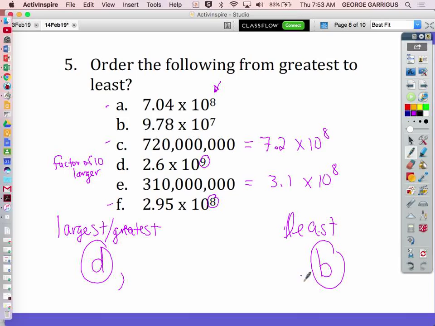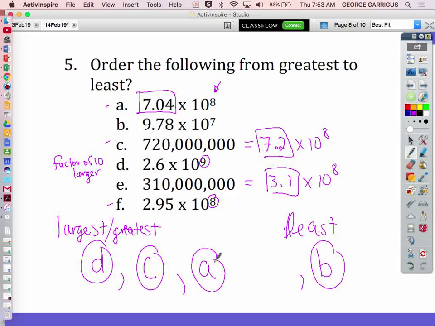Now we only have to order 3 more numbers. Well, we're going to look at the lead numbers. 7.2 is bigger than 7.04, and 7.04 is bigger than 3.1. So let's order those as it would be C, and then A, and then it's finally E.